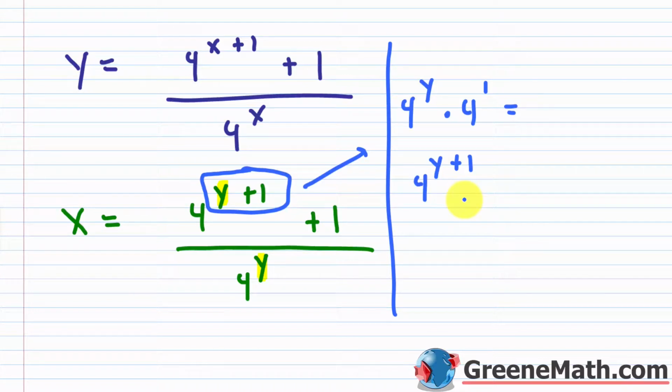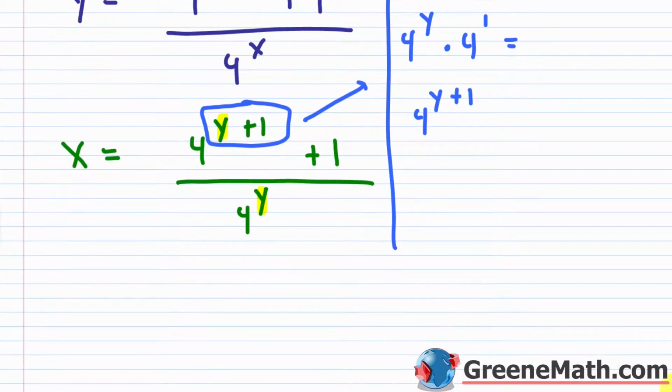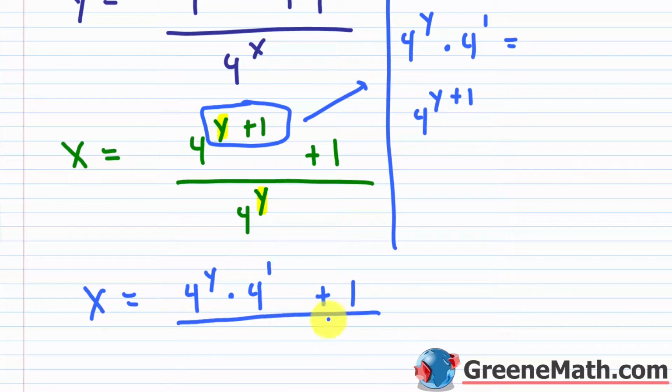So what I'm going to do, let me scroll down, get a little room going. I'm going to use that. So x equals, I'm going to have 4 raised to the power of y, times 4 raised to the power of 1, and then this is plus 1, and this is over 4 to the power of y.